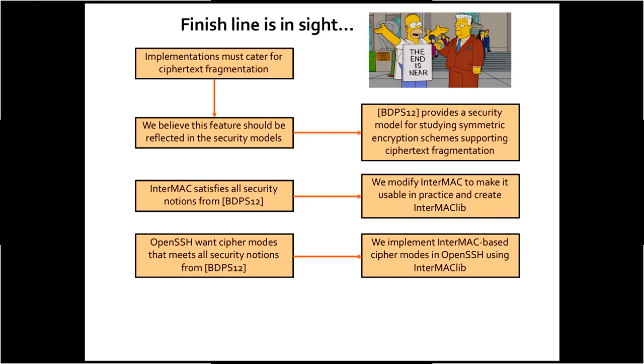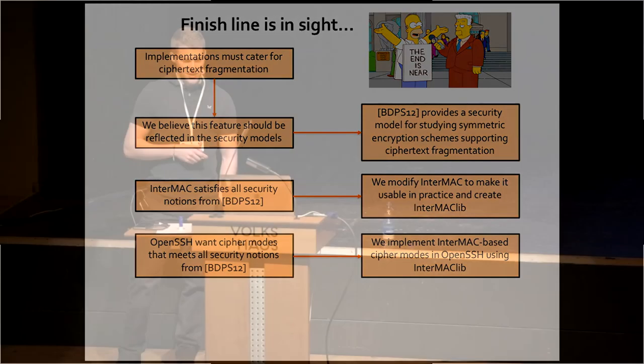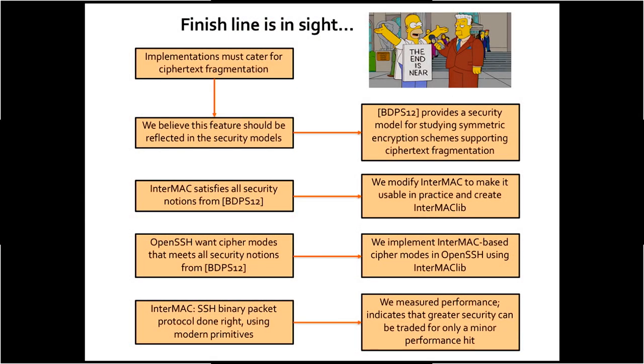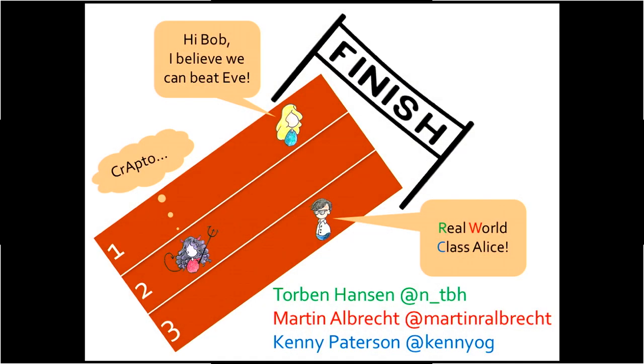We then used our InterMAClib to implement IM-based cipher modes in OpenSSH, because we believe by its protocol design that it wants cipher modes that achieve the security notions. And our testing shows that you can achieve greater security by trading only a minor amount of performance. And furthermore, we believe that InterMAC is the SSH packet protocol done right. All right, just to end with a bit of optimism, thank you for your attention.